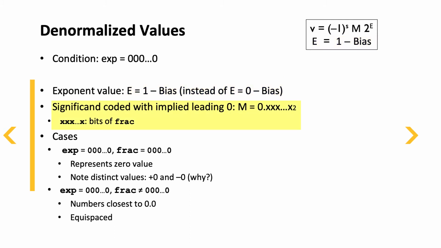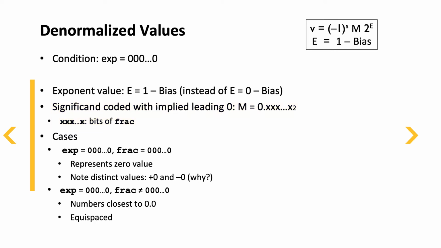Now, the significand is encoded with an implied leading 0 for denormalized. So that's another difference. Instead of an implied 1 dot whatever, we have an implied 0 dot whatever. And just like with normalized, the x's here, or everything to the right of the binary point, is just the bits of the frac field.